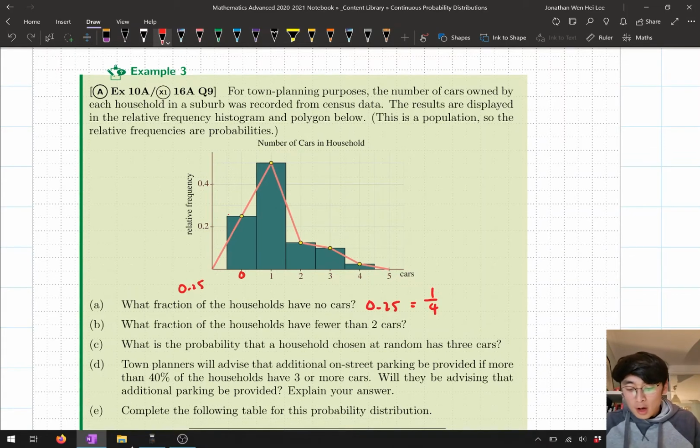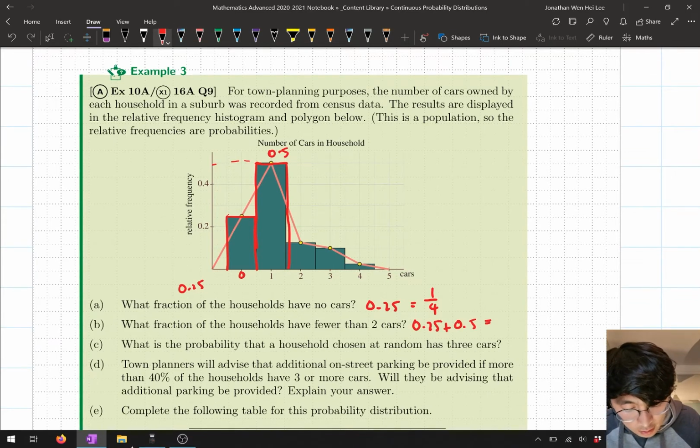Next part. Part B. What fractions of households have fewer than 2 cars? Now, fewer than 2 cars just means I can either have 1 car or no car. So what I'm going to do is look at the columns for 1 car and no car. Now, if you have a look, 0 cars is here, and that's 0.25. And 1 car is this column here, and that one is roughly 0.5 if you have a look at the graph. And so if I want to find what fraction of households have fewer than 2 cars, I'm just going to add those two together. 0.25 plus 0.5, and that's going to be equal to 0.75, or as a fraction, 3 over 4. Okay.